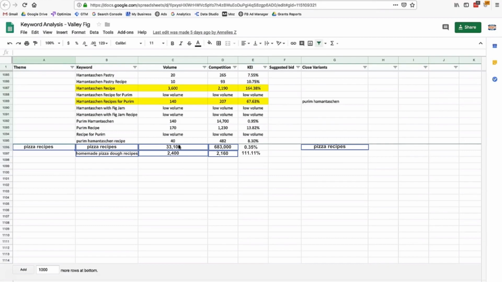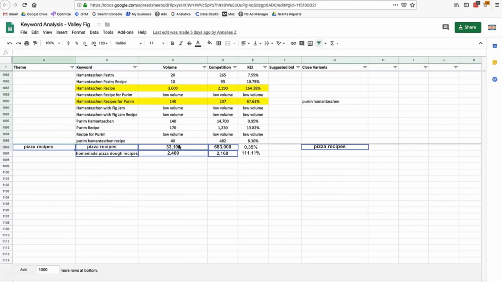This analysis serves as evidence that although there will still be some search volume for the shorter keyword, the likelihood of achieving a higher ranking increases significantly with the longer tail keyword homemade pizza dough recipes. It emphasizes the importance of conducting this evaluation for multiple keywords within your chosen theme, in this case, pizza recipes. By examining the volume, competition, and ratio between volume and competition, you can make informed decisions regarding keyword optimization.